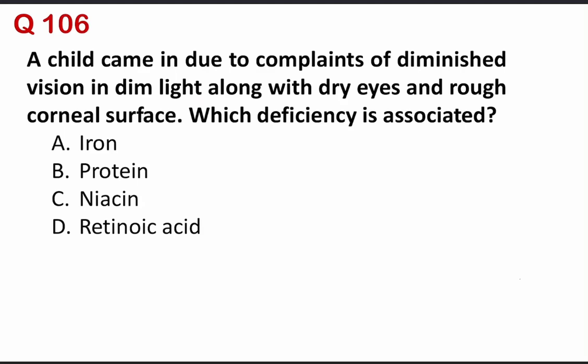Hello everyone. So today we are going to discuss one PYQ, and here the question is: a child came in due to complaints of diminished vision in dim light, nyctalopia, with the findings being dry eyes and rough corneal surfaces. Asking which deficiency is the child associated with? The answer is straightforward, that is vitamin A deficiency, retinoic acid deficiency. But we'll discuss more of what they have asked.